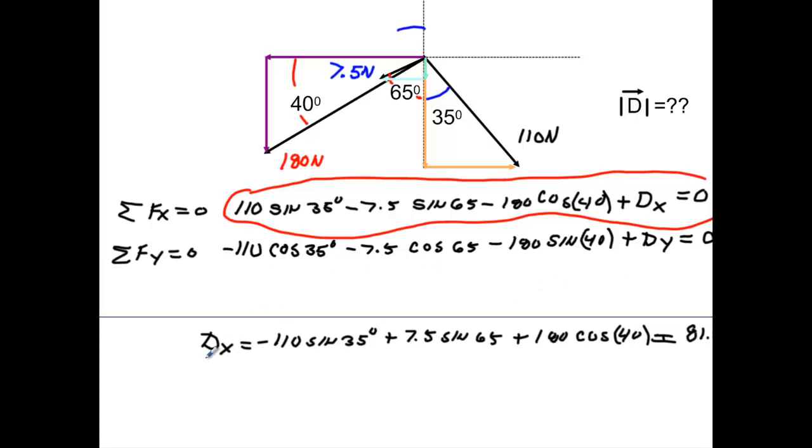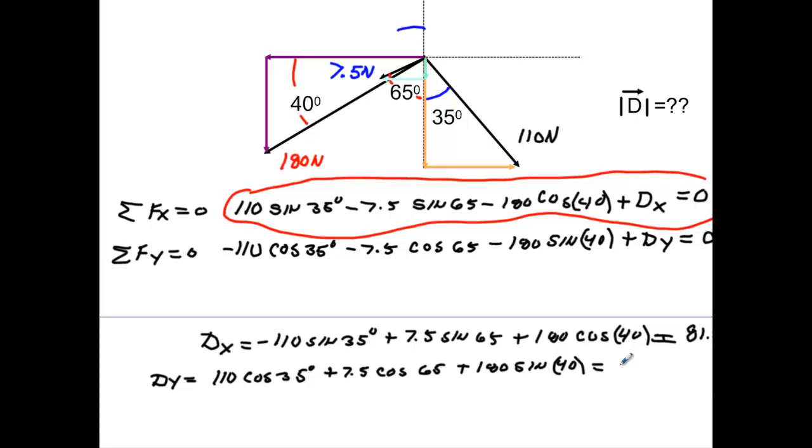Now we'll do dy. We do dy almost identical to the way we did dx. dy is going to equal, we have to move everything to the right side. That's going to give me 110 times the cosine of 35 degrees plus 7.5 times the cosine of 65 degrees plus 180 times the sine of 40 degrees, and that's what dy is going to equal.